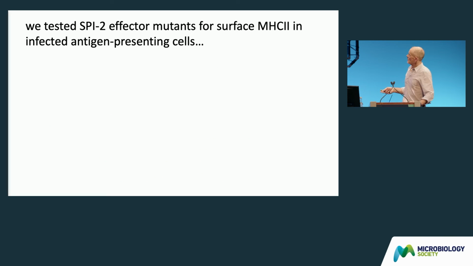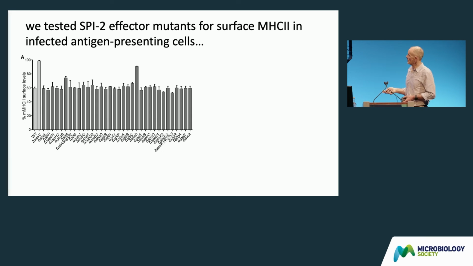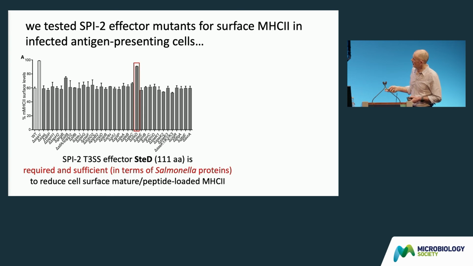So we tested, by this time we'd got maybe 30 or so effectors identified, and so we had individual mutants in all of these effectors, and we simply tested them for surface class II in infected antigen-presenting cells. And here are the results. Here's the surface MHC2, and you can see the wild type is low compared to the ssaV, which is the SPI-2 null. Most of the mutants behave like the wild type, but this one is back up to the SPI-2 null. And this is SteD.